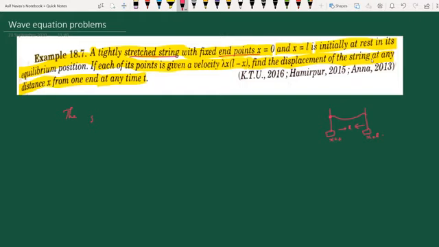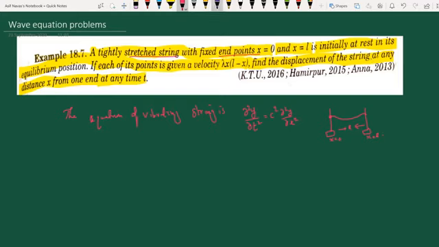Okay, so the equation of a vibrating string is given by the wave equation: dou square y by dou t square is equal to c square times dou square y by dou x square. Now we will find the initial and boundary conditions.